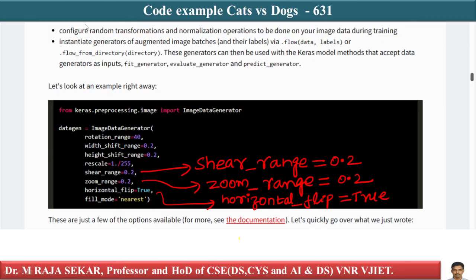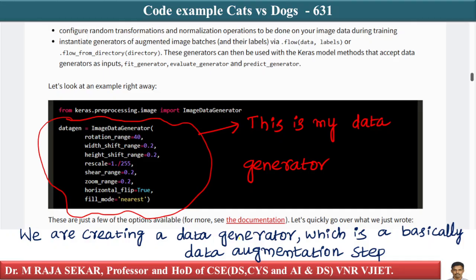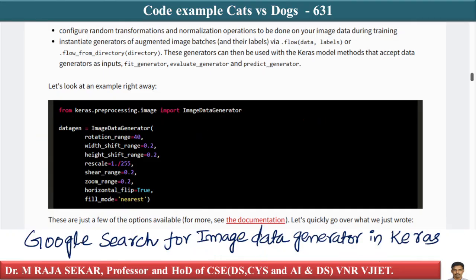I'm creating a data generator, which is basically the data augmentation step. And once I create this, the way I will operate is this. This is my data generator, isn't it?